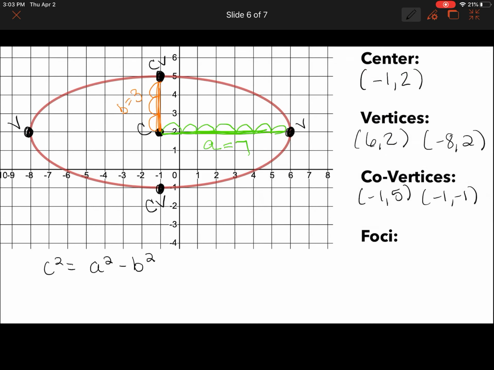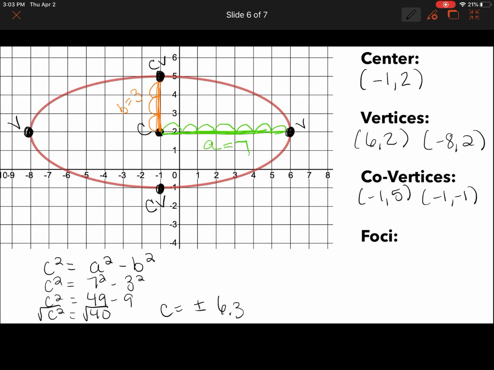Now all we have to do is just plug it in. So this says c squared is equal to 7 squared minus 3 squared. C squared is equal to 49 minus 9. C squared is equal to 40. Square root both sides. C is equal to plus or minus the square root of 40. So we got the square root of 40 is 6.32. Let's just round that to 6.3.